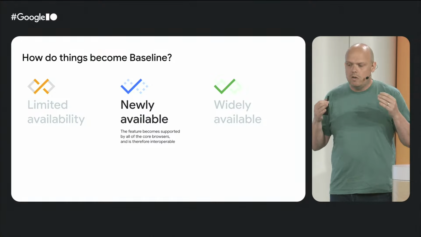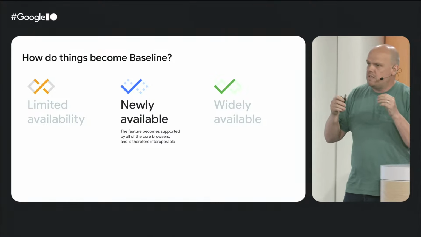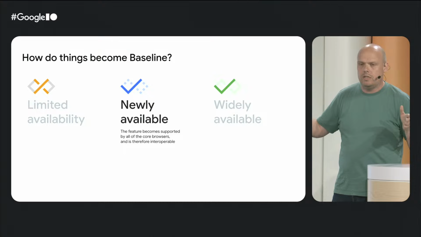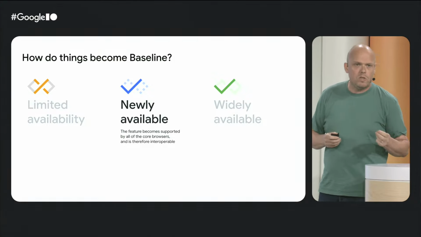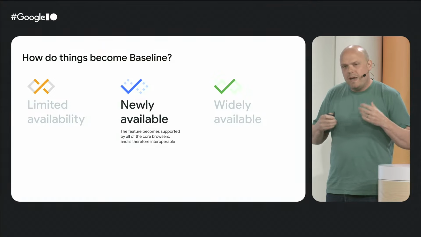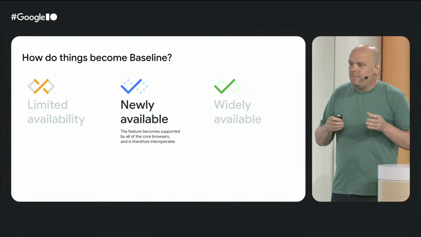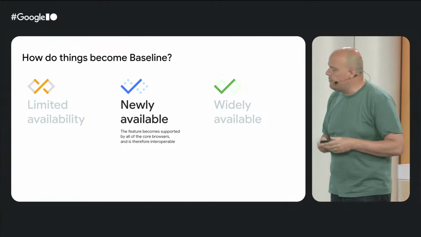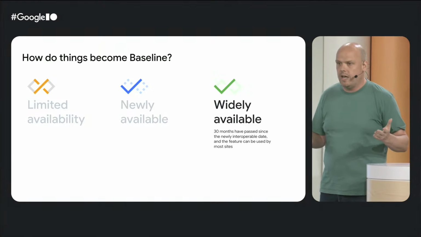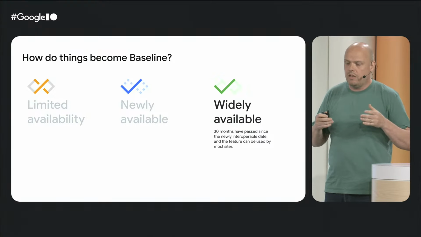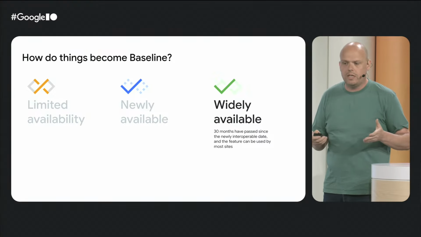But when a feature becomes interoperable, the moment it's available across all major browser engines, we consider it newly available. It still might not be ready for you to use in your production sites, based on your browser support, but it's at least something you can start to plan for. And then the third stage, after 30 months, we consider it widely available. This is the point when we think developers can confidently use the feature on the platform.